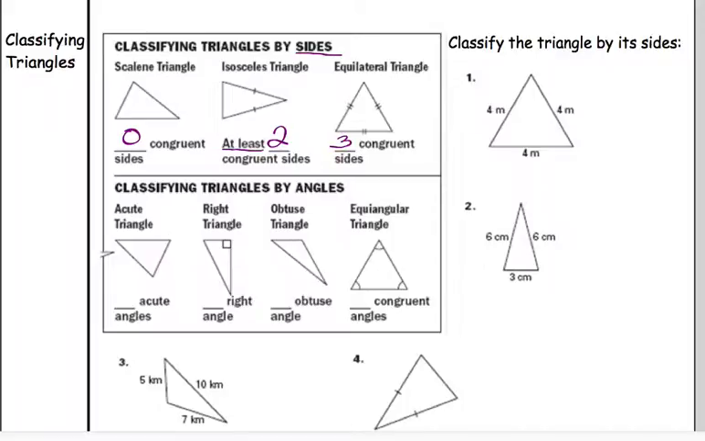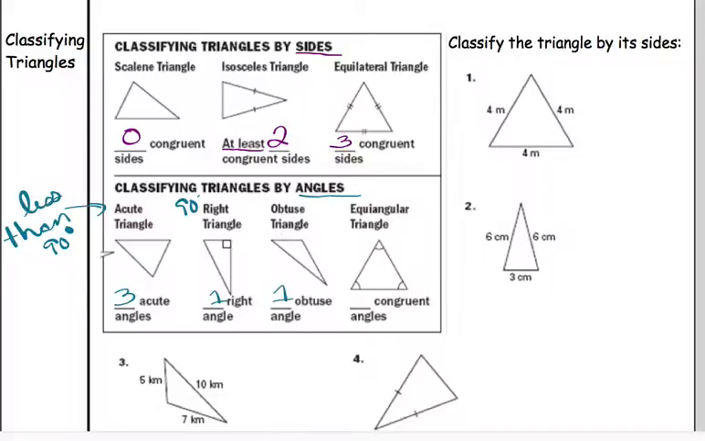As far as the angle names, they're here. There are 4 names based on the angles. So if it's acute, it has 3 acute angles. Remember that acute means less than 90. A right triangle, a right angle, remember that's 90 degrees, will have 1 right angle. An obtuse triangle will have 1 obtuse angle.